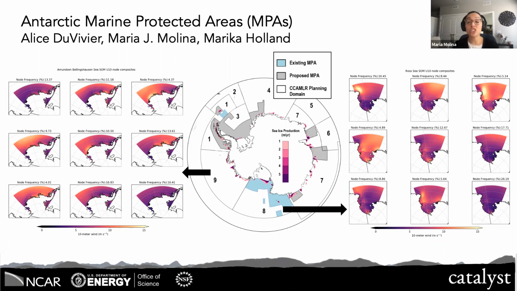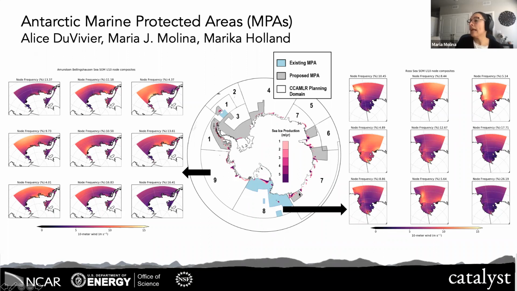And there are certain large-scale patterns that potentially precede the development of these polynyas. And so that's really what we were trying to understand a bit better. And so what has been done for this project, this is being led by Alice Duvivier. My contribution is really just the self-organizing map expertise.